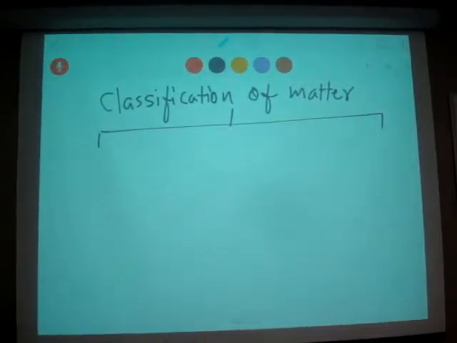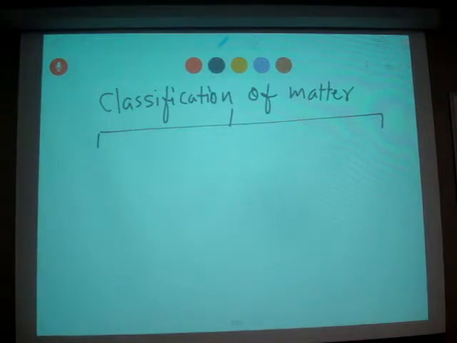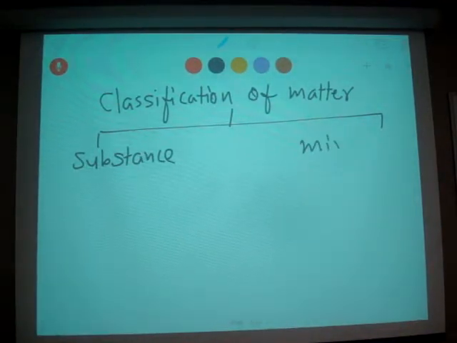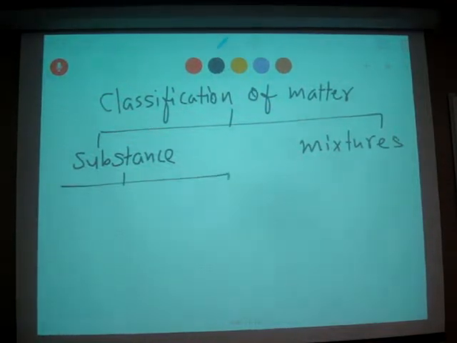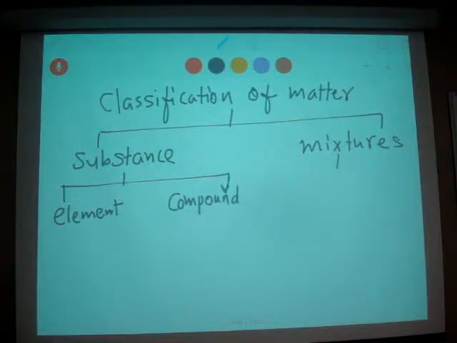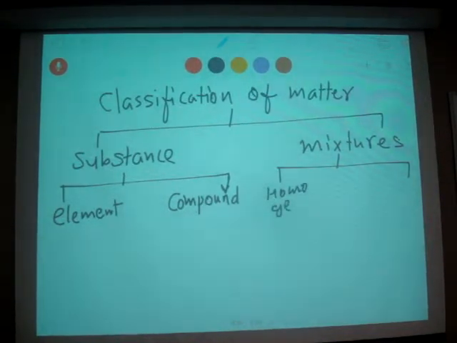We can classify matter into substance and mixture. We can classify into substance and mixtures. Substance we can classify element and compound. And mixtures we can classify homogeneous and heterogeneous.